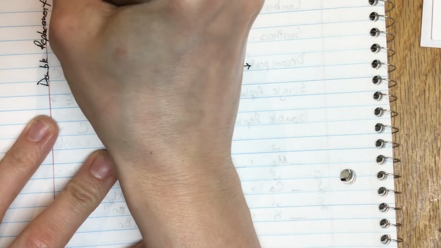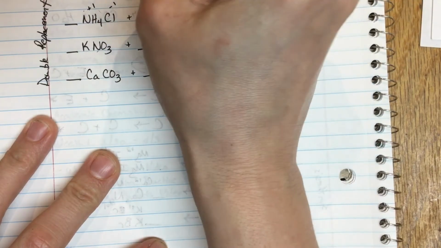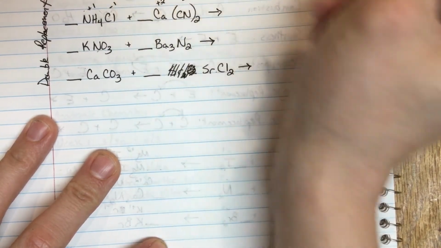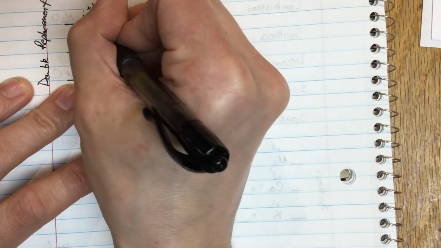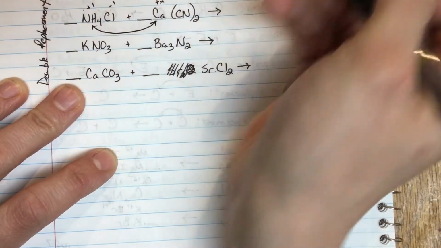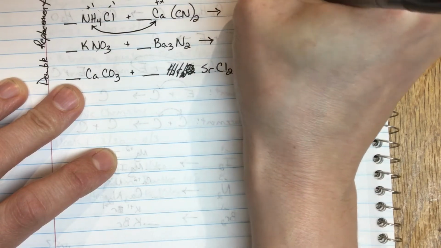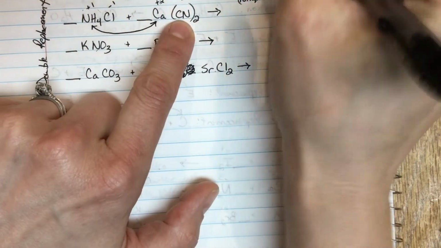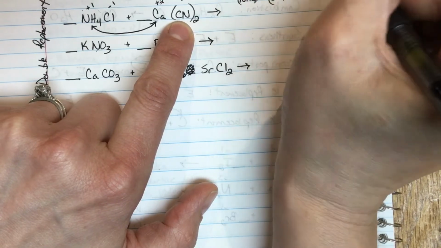This is ammonium, which is a +1 charge. Chlorine's a -1 charge. Calcium is a +2 charge. Cyanide is a -1 charge. So in order to do this, we have our cations replacing each other. That's just the way that I always do it. So my ammonium ion is going to bond with my cyanide ion over here. So that's my first one.